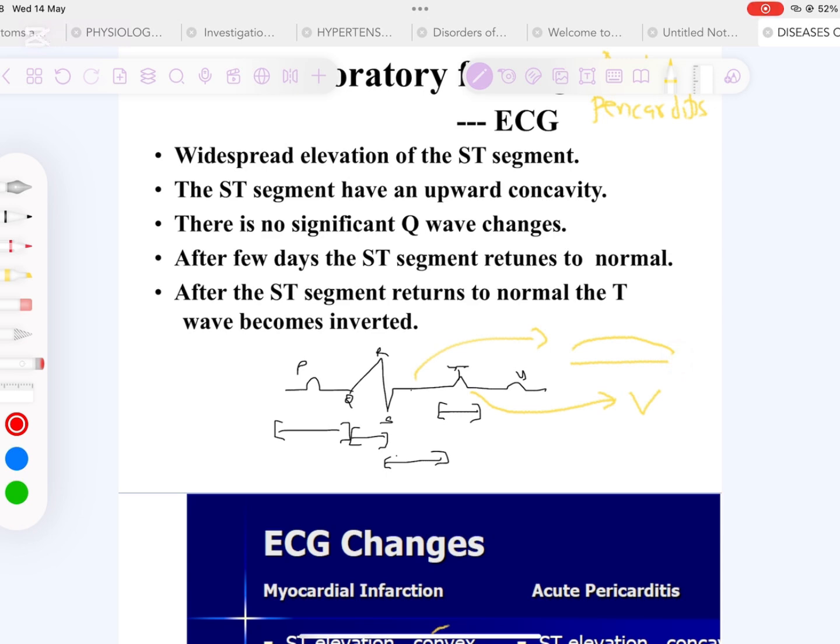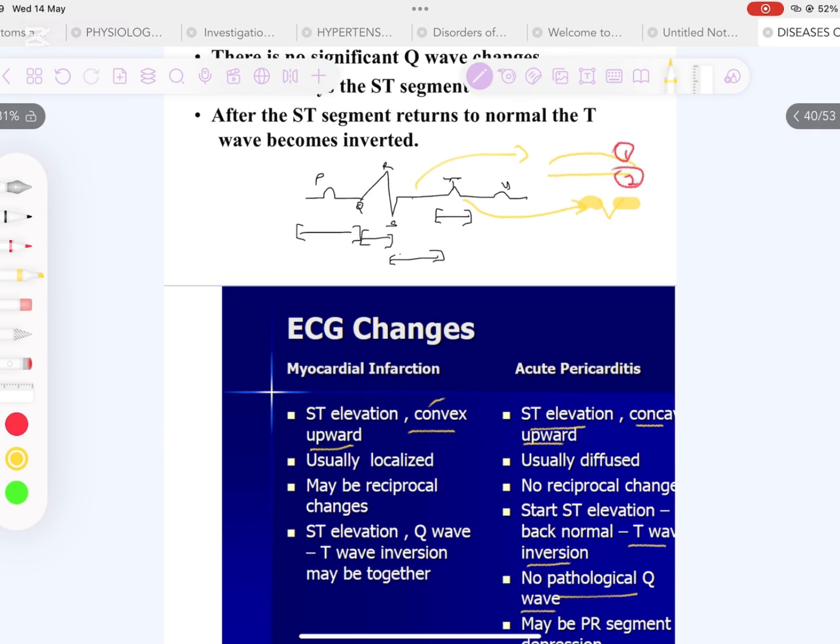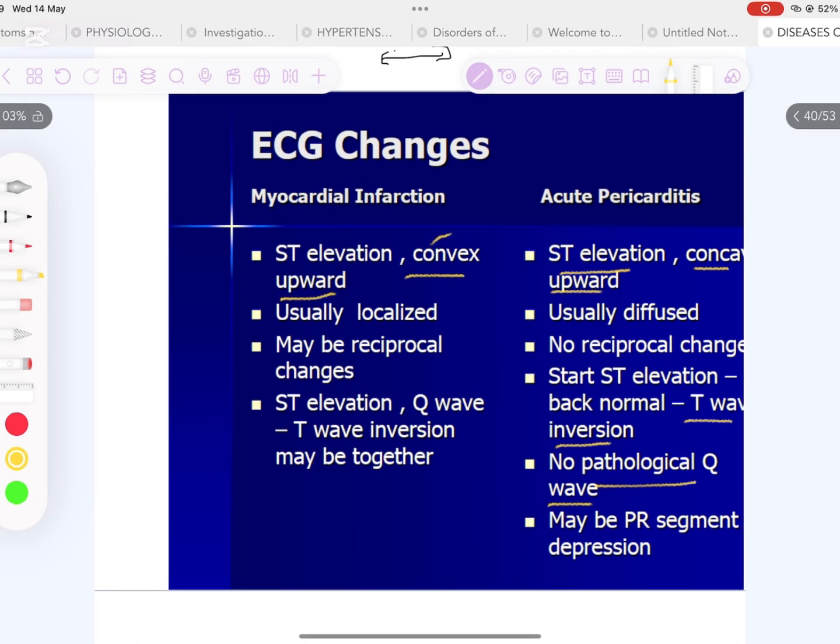There's no significant Q wave changes. But after a few days, the ST segments return to normal. So at first, ST segment is concave upwards, and then it returns to being flat. Then after the ST segment returns to normal, the T wave will now become inverted. So this is the T wave that is up. It becomes inverted. So it becomes like this. Okay. So these are acute pericarditis.